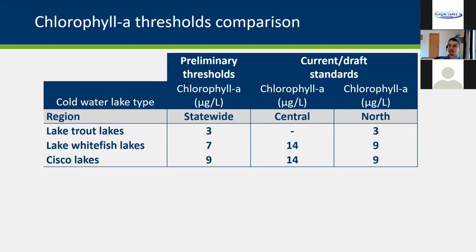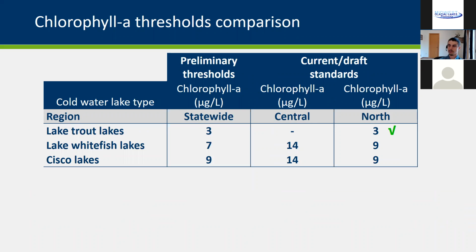So how does this compare with our current standards? Of course, we can't compare the TDO3 because we don't have any of those on the books yet, but we do have chlorophyll-a. So for Lake Trout lakes, the standard that currently applies to those lakes is 3 micrograms per liter. That's the number that we came up with through these analyses. So it's nice to see that the work that was done over a decade ago is basically supported by these new analyses using new data. The Lake Whitefish and the Cisco lakes, the standard that applies to them depends on which part of the state.